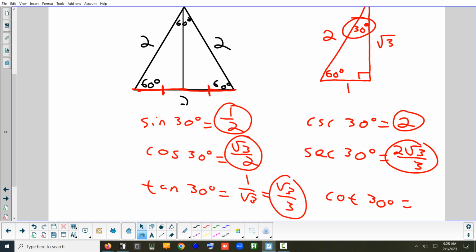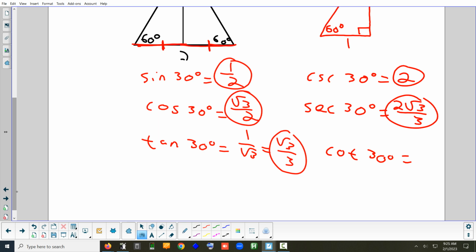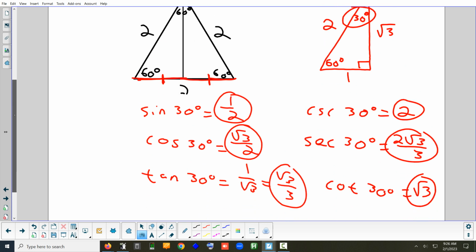And my cotangent. Kelly, what's my cotangent going to be? Perfect. Square root of 3, from just flipping the tangent. Okay, so any questions on finding the 6 trig functions for 30 degrees? Can they all be the same basically with the other? Yeah, if you did 60, you'd get all the same answers. They'd just be in different spots.